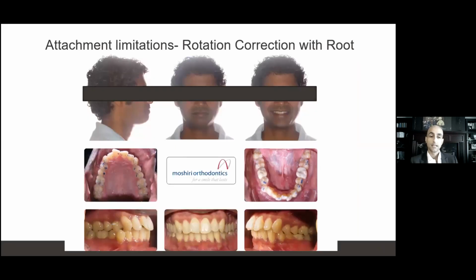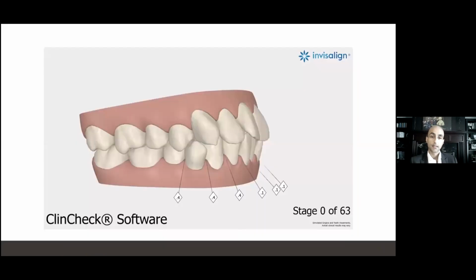Let's look at another example here. This is a gentleman that came in whose chief concern was his lower anterior crowding. We have a situation here where we have a canine, however, that has a lot of distal root tip that we need to correct, but it also has a mesial in rotation that's needed.